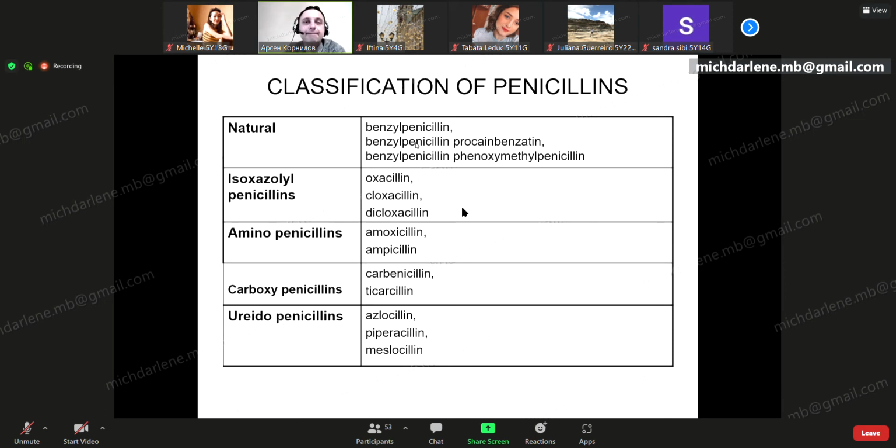At second, the absence of beta-lactamase stability. So they are unstable against the enzymes which are produced by bacteria against them. So that is why today penicillins of the first generation are almost never used.